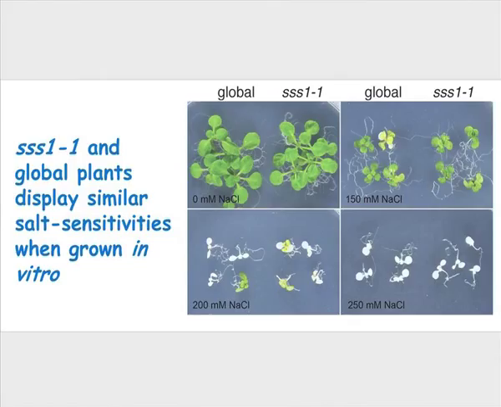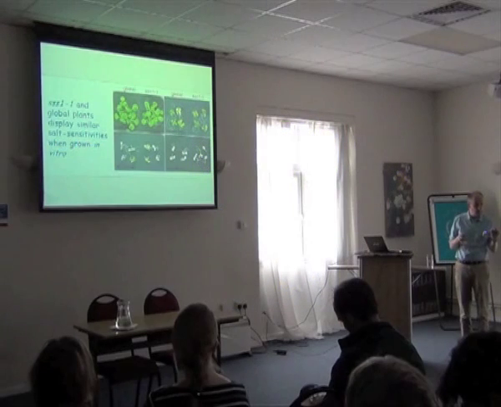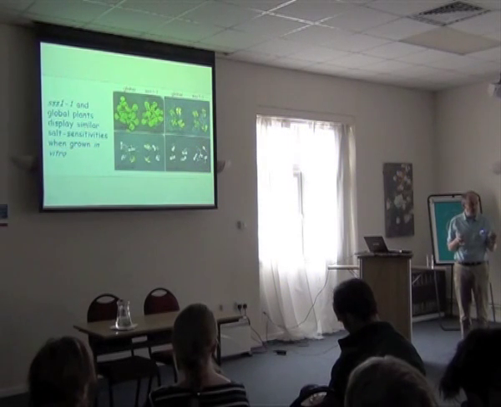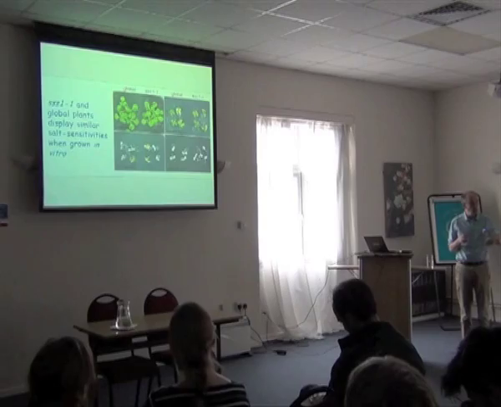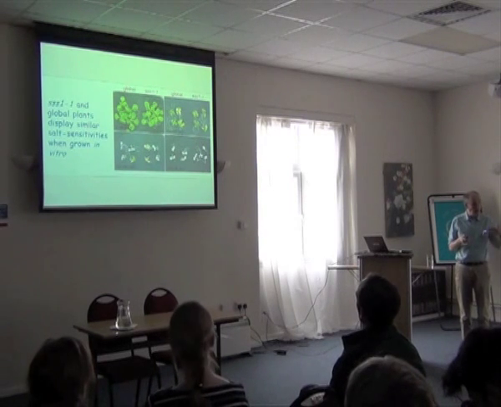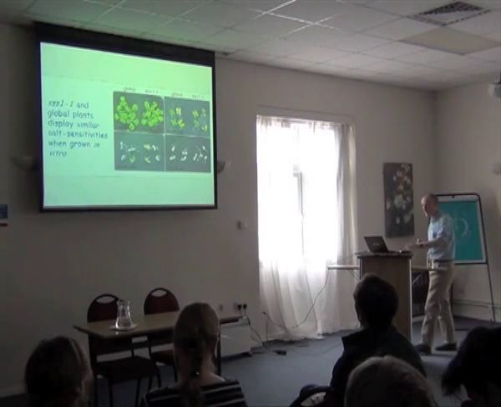And what you see here is that in the Petri plate conditions, there's no difference between this mutant and the progenitor, but as I showed you previously, there's a profound difference between it and the progenitor when it's grown in the transpiration active conditions of normal growth on soil.